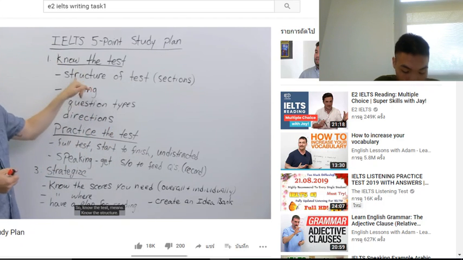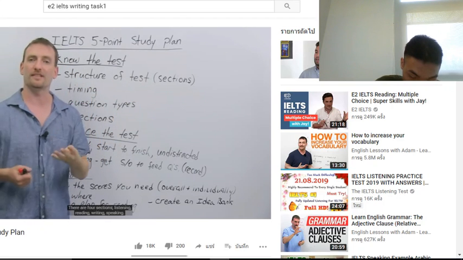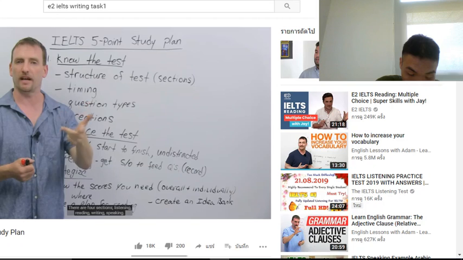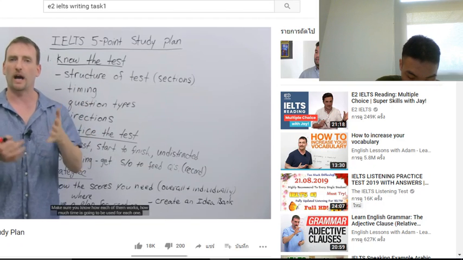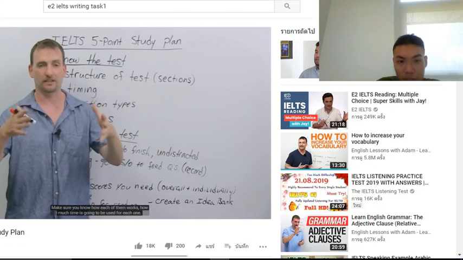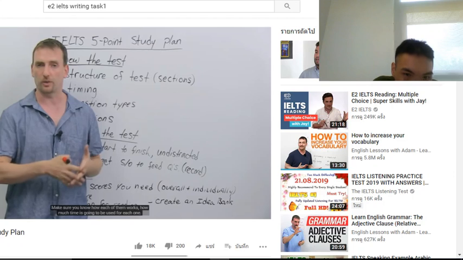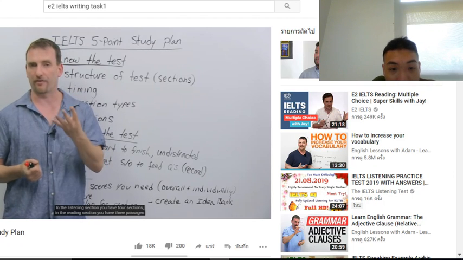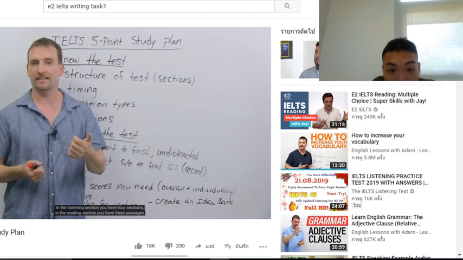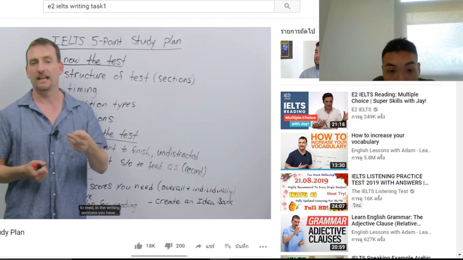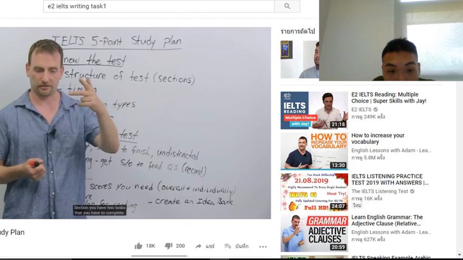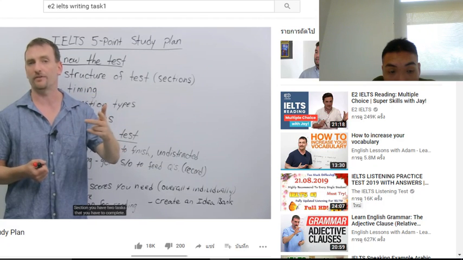So, know the test means know the structure. There are 4 sections: listening, reading, writing, speaking. Make sure you know how each of them works, how much time is going to be used for each one. In the listening section, you have 4 sections. In the reading section, you have 3 passages to read. In the writing section, you have 2 tasks that you have to complete.